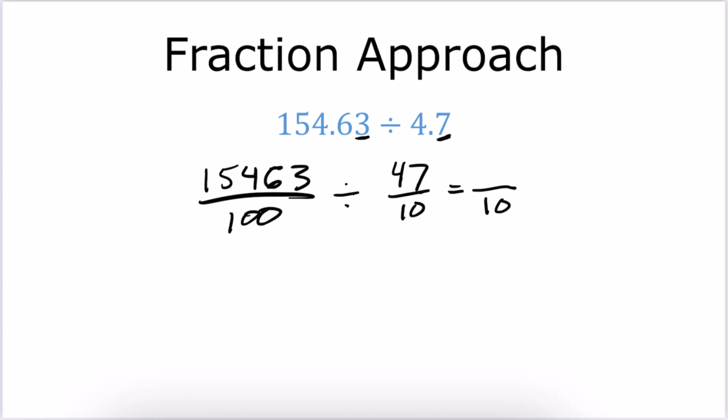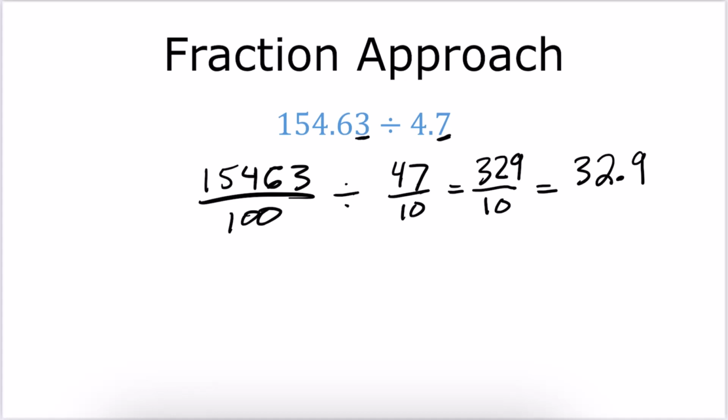So if I do 15,463 divided by 47, when I do that in my calculator, I get 329. But you could also do this with long division, and that's the way that I would recommend doing it with your students. So if I have 329 divided by 10, well, 300 divided by 10 is 30, 20 divided by 10 is 2, and 9 divided by 10 is 9/10. And so that would give me the answer, which is 32.9.